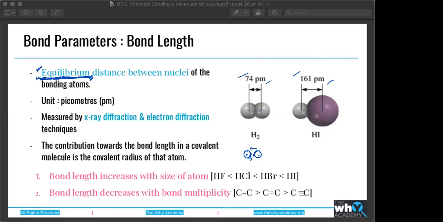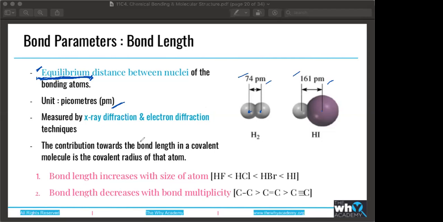Now that point was important, and we'll come back to it. It relates to the energy changes and everything also. But for bond length, it's not just any random distance between the two nuclei. It is the equilibrium distance between the nuclei of the two bonding atoms. The unit of measurement is picometers, because that's literally at the scale of the size of the atom. You can practically measure it by means of X-ray diffraction and electron diffraction techniques.